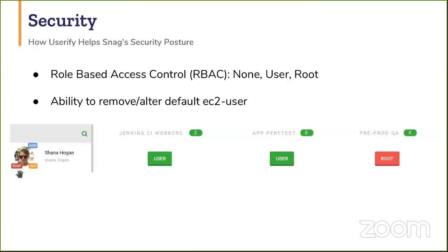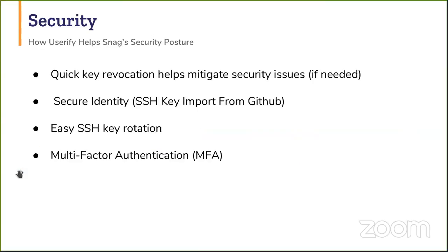Next slide, please. Just to recap some of the security items, quick key revocation helps mitigate security issues if needed. And as Jameson talked about before, the shim, basically the agent that Userify has on the EC2 host, is so quick that if you have security issues, changes can quickly propagate and update and lock things down.